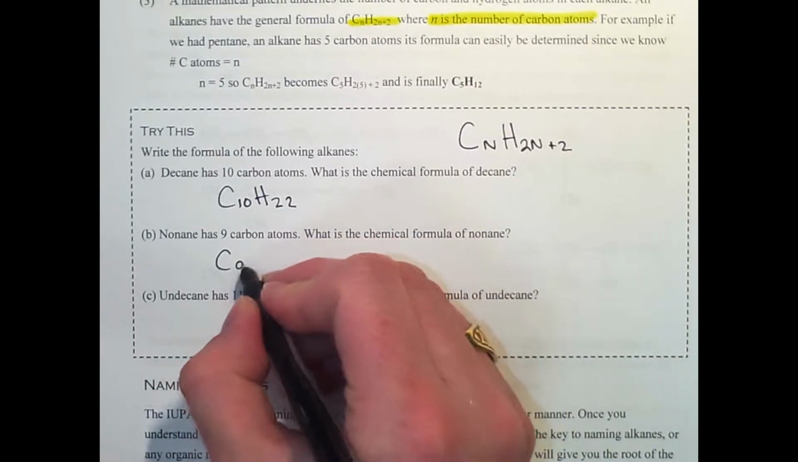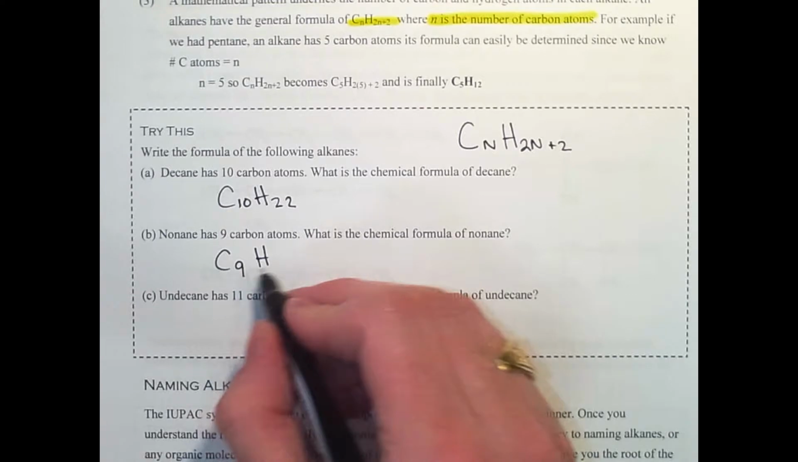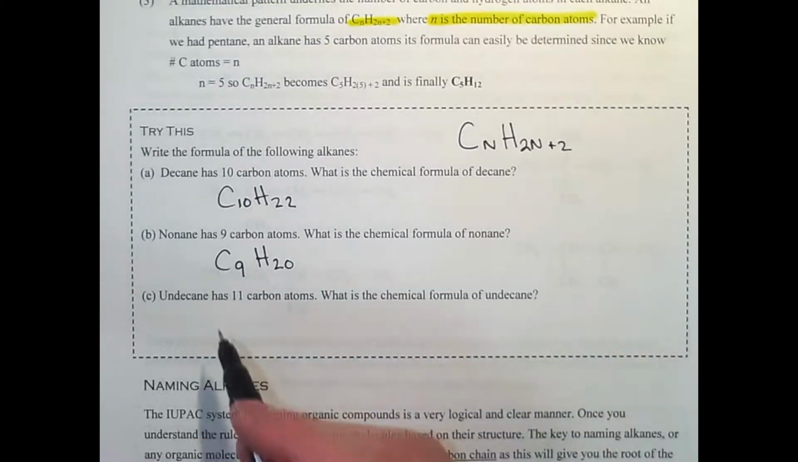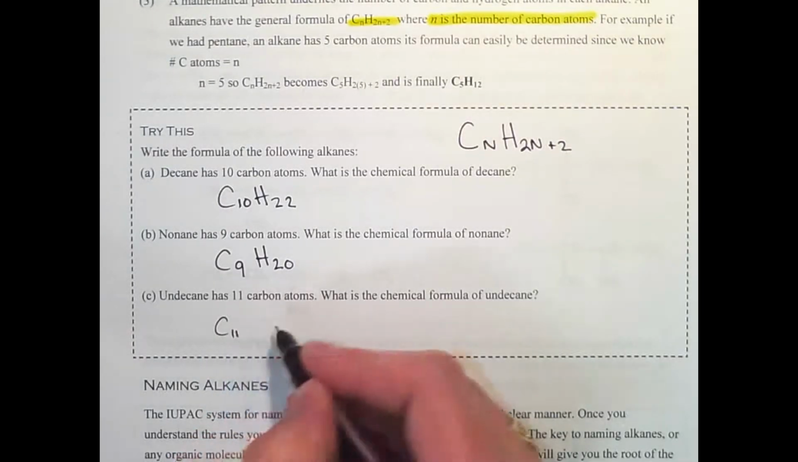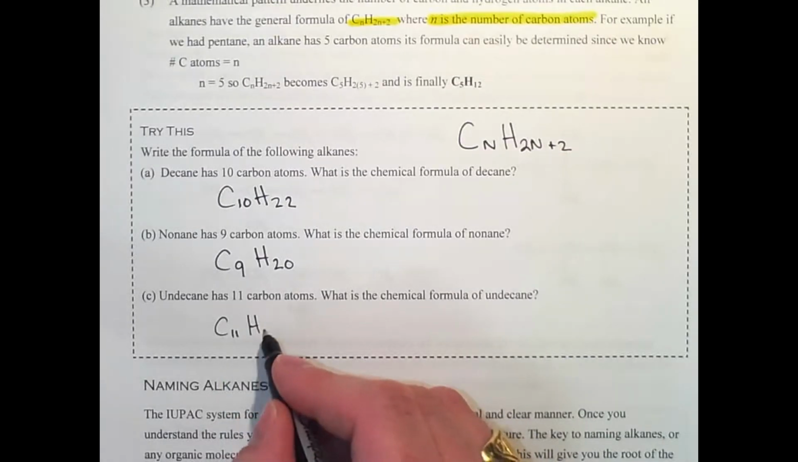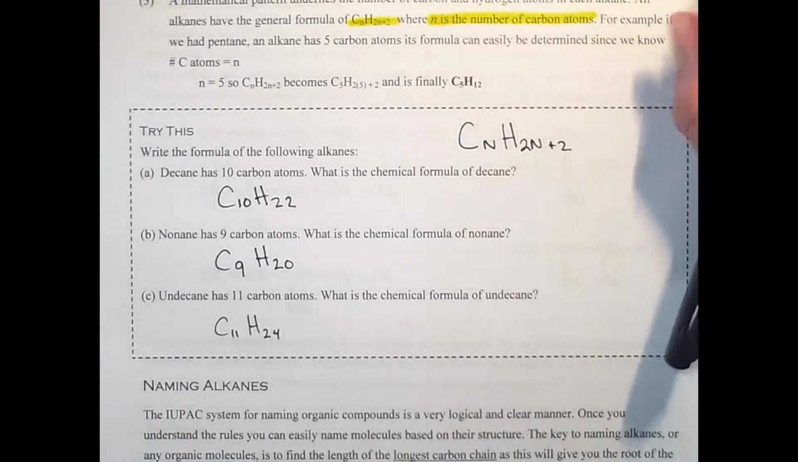A 9 carbon alkane: 9 times 2 is 18, plus 2 is 20. Undecane, 11: 2 times 11 is 22, plus 2 is 24. So alkanes have a very predictable pattern, is all we are saying.